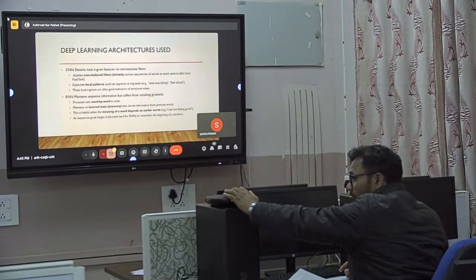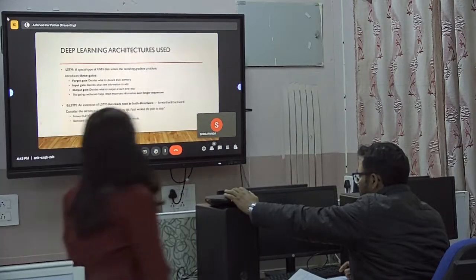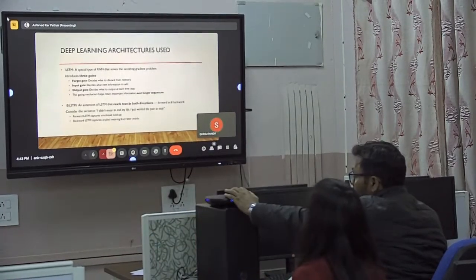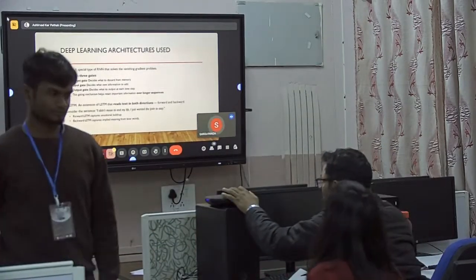So then we employed the LSTM model. It solves the vanishing gradient problem. It uses three gates: the forget gate, input gate, and output gate.